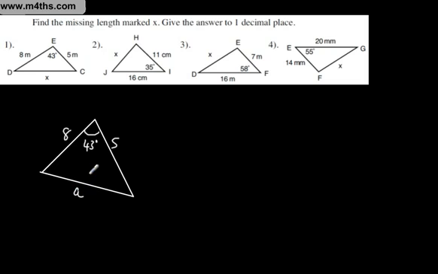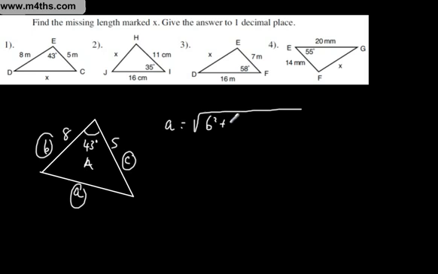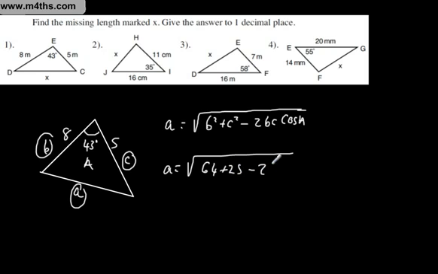So if I call this little a, this big A, this will be little b, and this will be little c. So trying to find a, we can say a squared, or a is now equal to the square root of b squared plus c squared minus 2bc cos a. So a is going to equal the square root of b squared. Well, b squared is 8 squared, or 64, plus c squared, which is 5 squared, which is 25, minus 2 times by b, which is 8, times by c, which is 5, times by the cosine of 43 degrees.